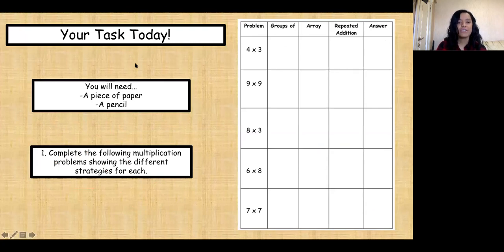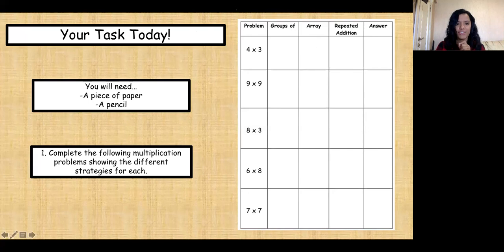So your task for today is that you will need a piece of paper and a pencil. Again, like I always say, you do not need to print this out if you don't need to. You can write, you don't even have to draw this on your paper. You can just write 4 times 3, and next to it, draw the groups, draw an array, and draw the repeated addition. So let's do this one really fast together, okay?